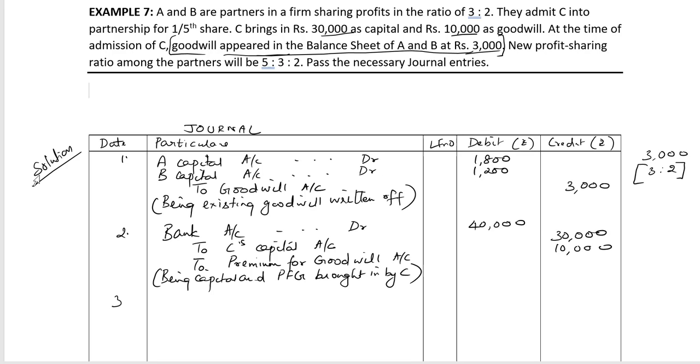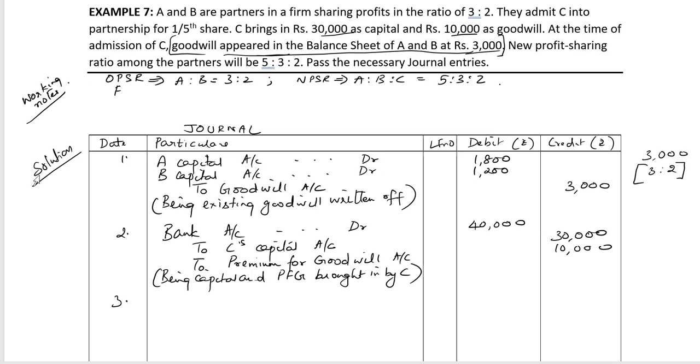Now the third entry, we need to distribute the premium for goodwill among the sacrificing partners in their sacrificing ratio. So let's do the working notes to calculate the sacrificing ratio. It's given that the old profit sharing ratio among A and B is 3:2, and the NPSR between A, B and C is 5:3:2.